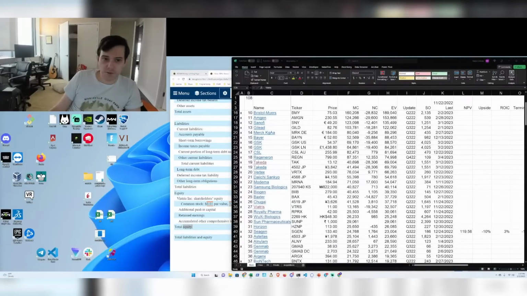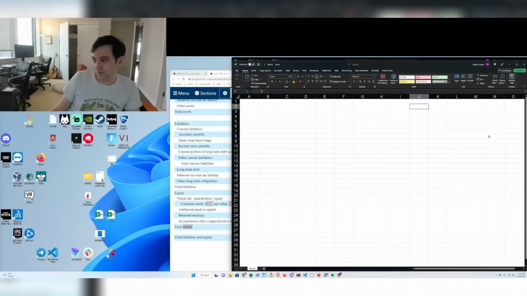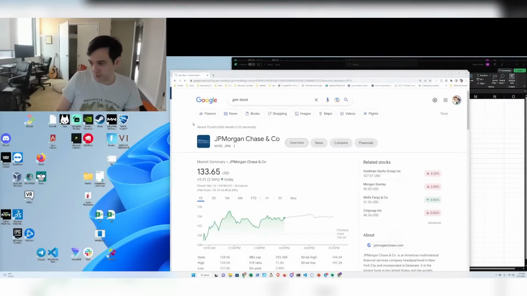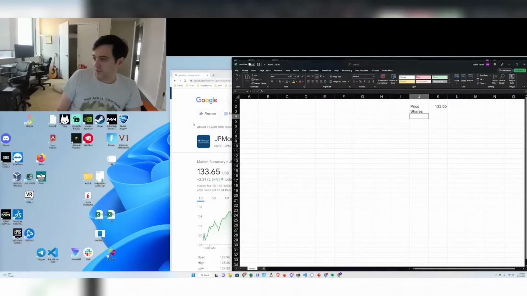Let's make a model for JP Morgan, and I'll save this on my GitHub. If you go to my GitHub, you can look at all my models. They're mostly in pharma and biotech and tech, but I'll do this one for JP Morgan just for the special occasion. So the first thing I look at is the stock price, and we have $133.65, and then I want to look at the shares outstanding.